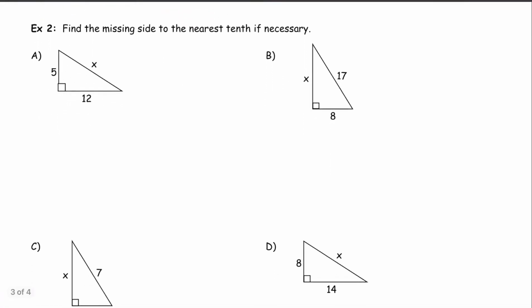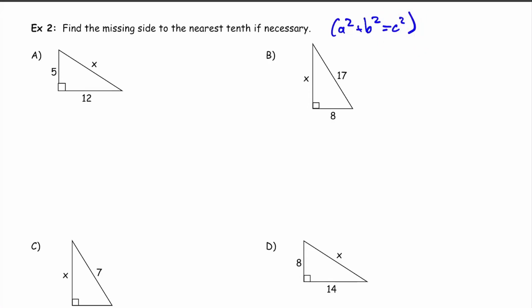All right, let's actually find some missing sides. Notice in all of these examples, we are given right triangles. So I'm going to be using the Pythagorean theorem: a squared plus b squared equals c squared. But what I need to remember is that this is the hypotenuse. The longest side always goes here. It's not just the x, it's the longest side.